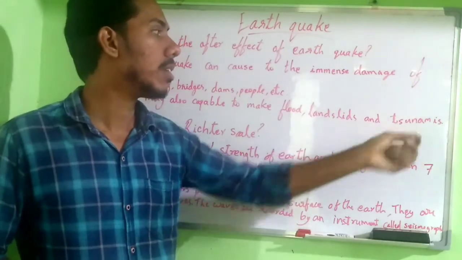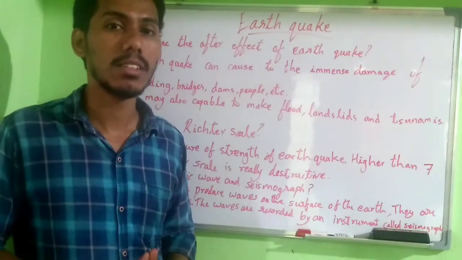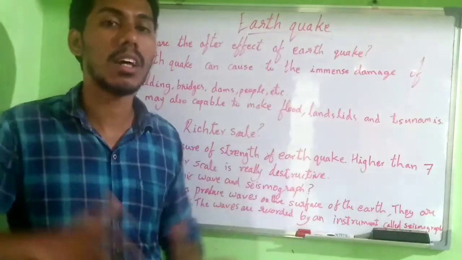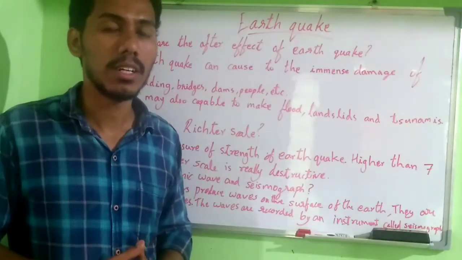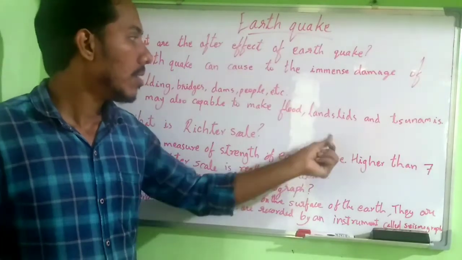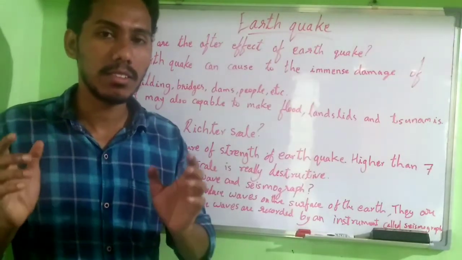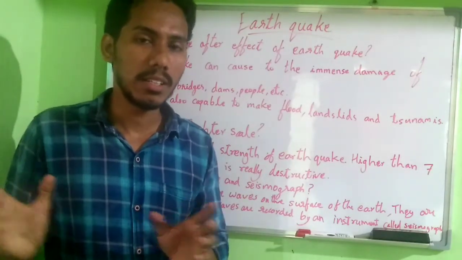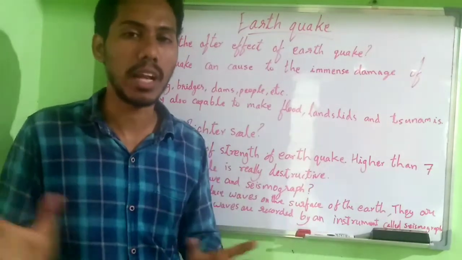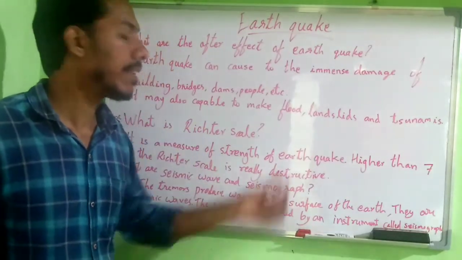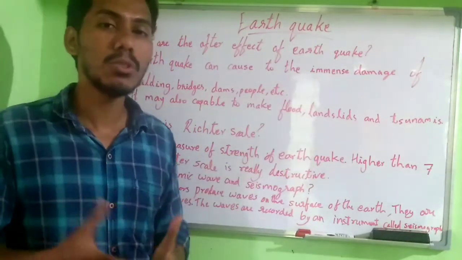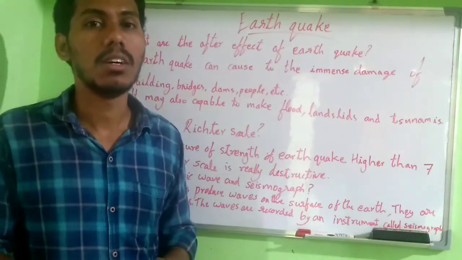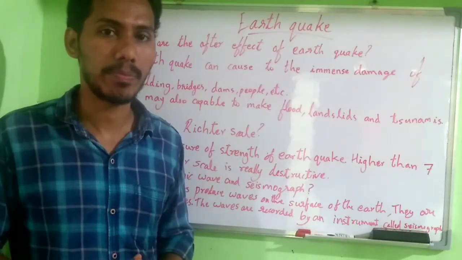Tsunamis are produced due to earthquakes in the sea. That earthquake produces large waves in the water in the sea. Then landslides are due to earthquakes, and they cause the sliding of a portion of land, that is a landslide. And floods can be produced due to heavy rains, or an earthquake can also produce a source of water.